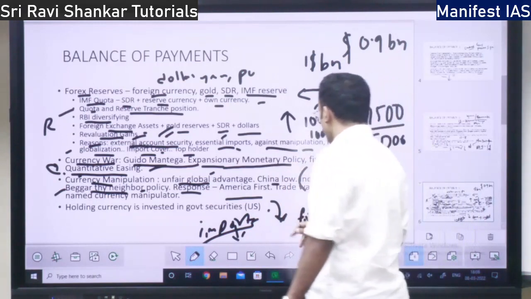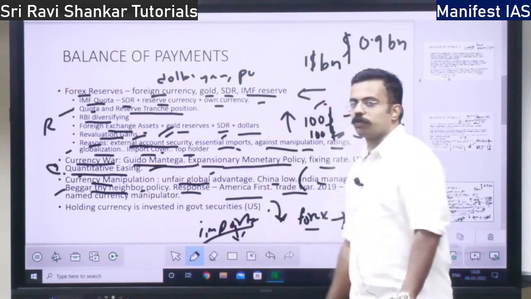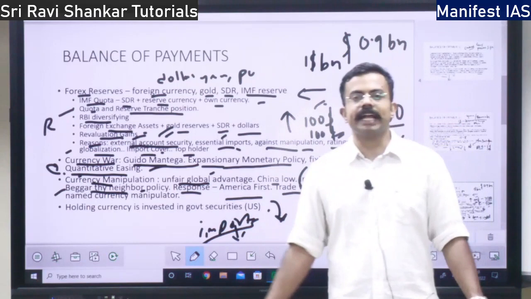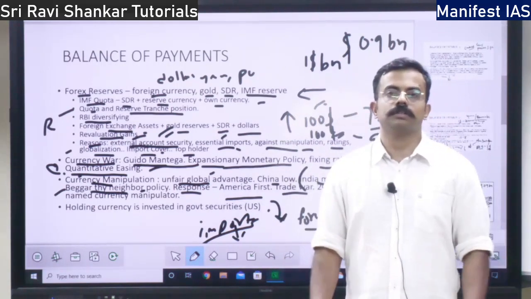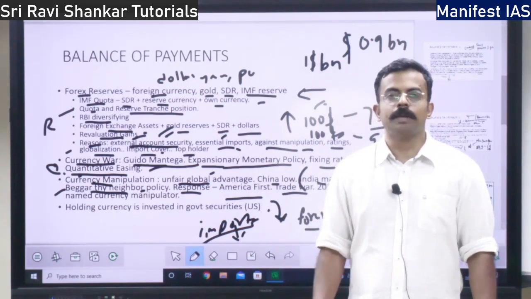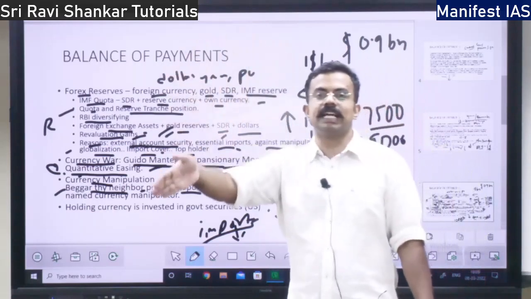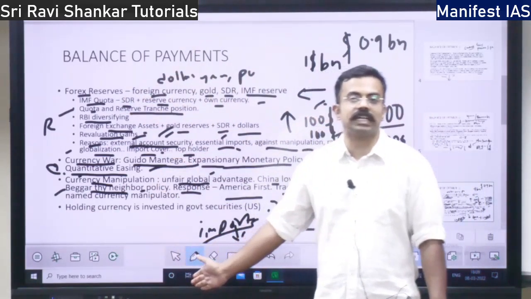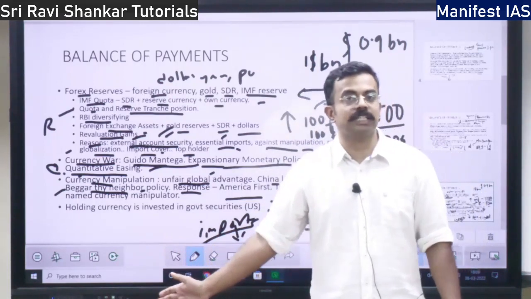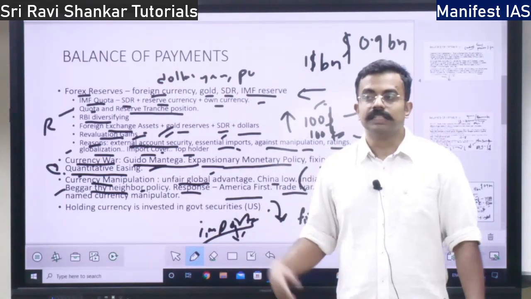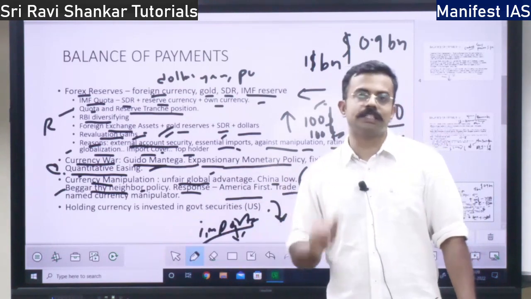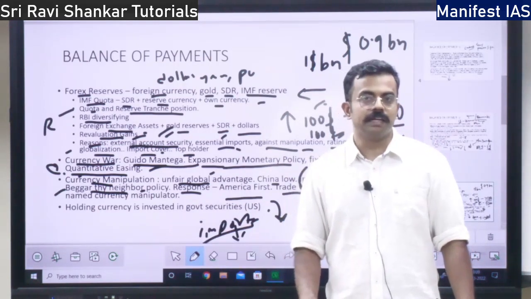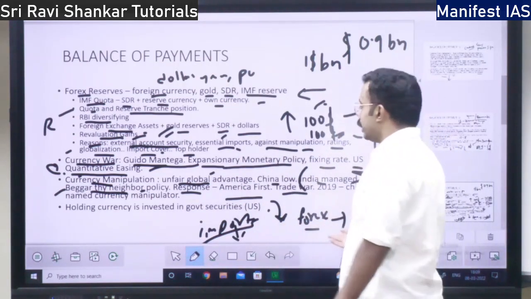Next you have trade war. Trade war means all countries trying to increase their exports. That is one concept. Then imposing restrictions on the imports of other countries. USA imposed restrictions on Chinese goods. China in turn imposed restrictions on USA goods, right? So that is called a trade war.